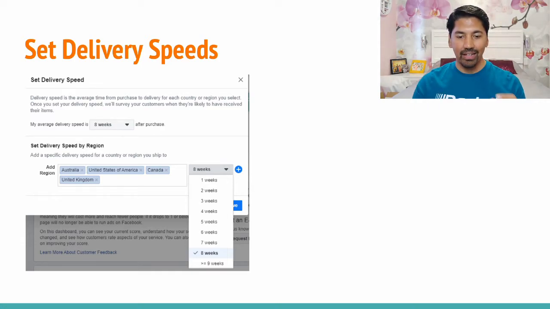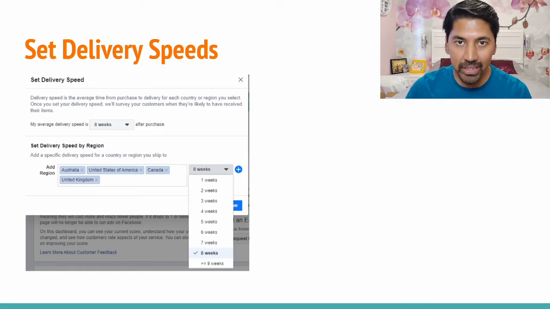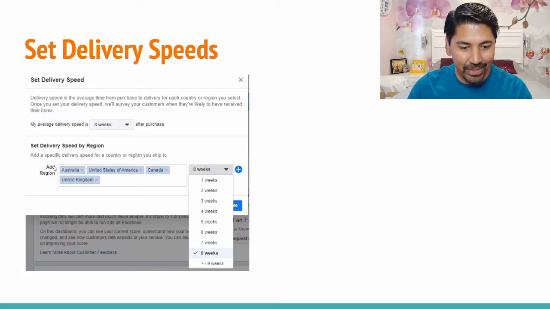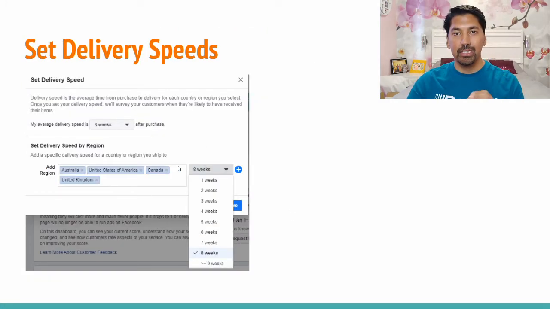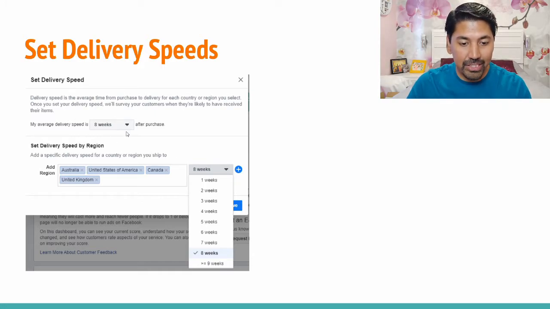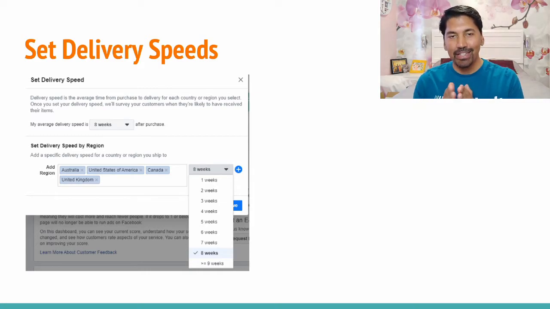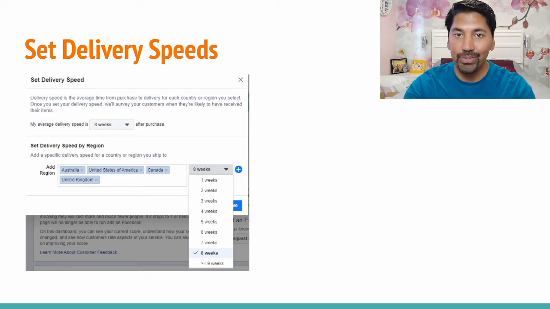So the first tip that I can offer you is Facebook allows you to set what your average delivery time frame is going to be. So when you go on this first page here, you'll see a little set delivery speed button. Click on that and you'll be given the options to set delivery speeds by region, right? Now, this is where my suggestion would be to keep obviously a time frame that is longer than your average shipping time, so that Facebook only prompts these users and buyers for their Facebook feedback only after they have ideally received your product. So set this out 6 weeks, 8 weeks.